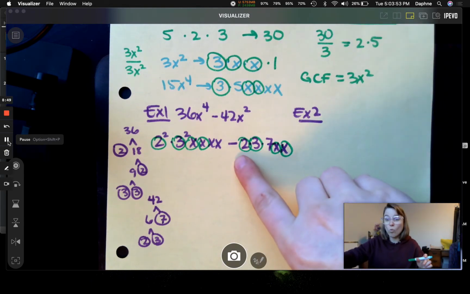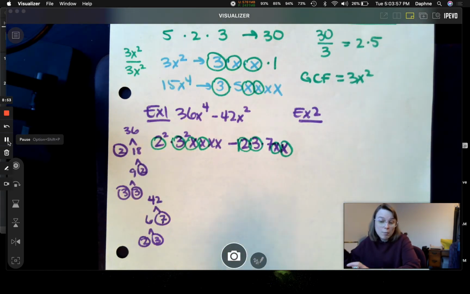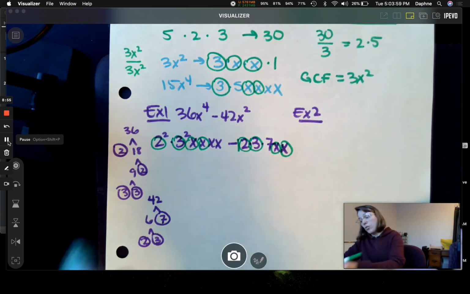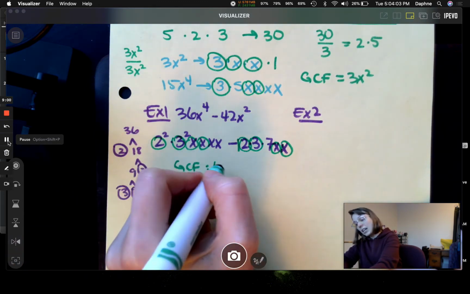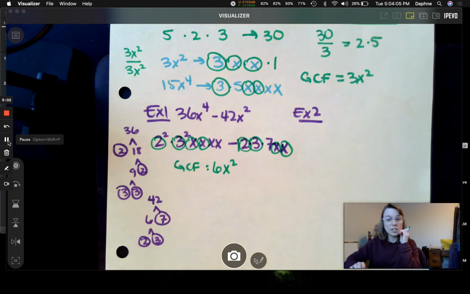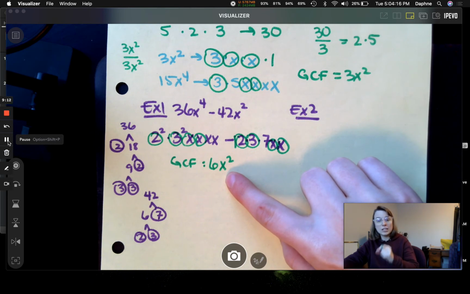Technically, there's a negative 1 in there that we don't see. Sometimes they could have a negative in common. In this case, they don't. So the greatest common factor in this case is going to be 6x squared. Pause here. Why is it a 6x squared? Why isn't it 2 times 3xx? This is a simpler way of writing 2 times 3 and x times x. So my greatest common factor is 6x squared.